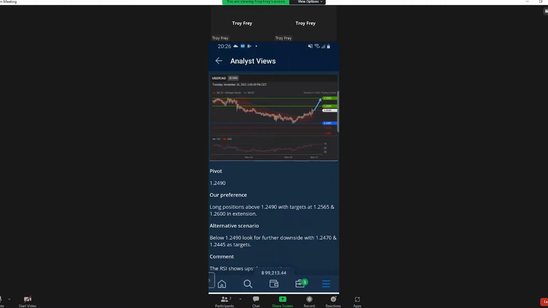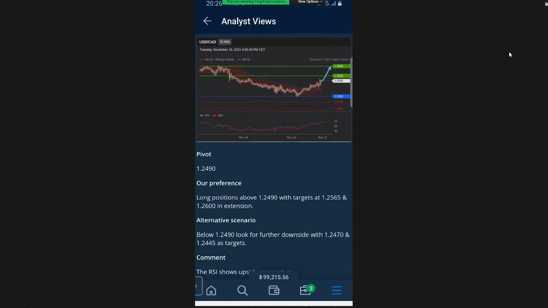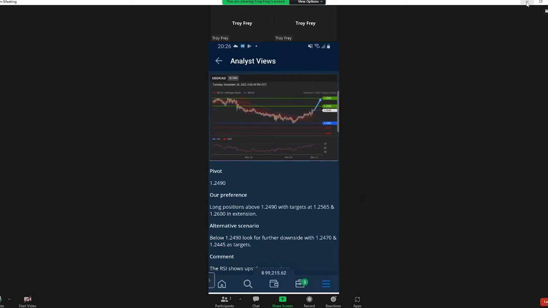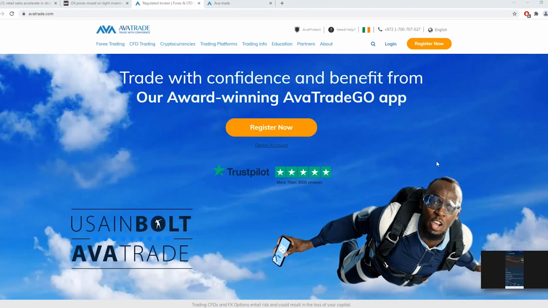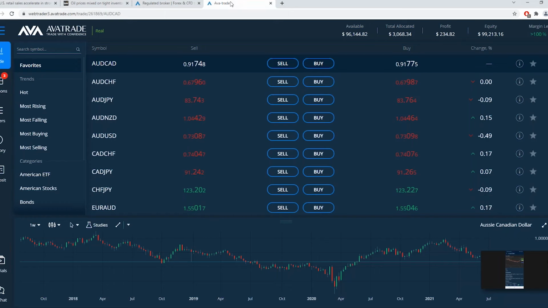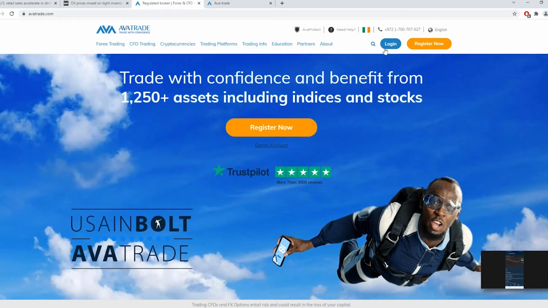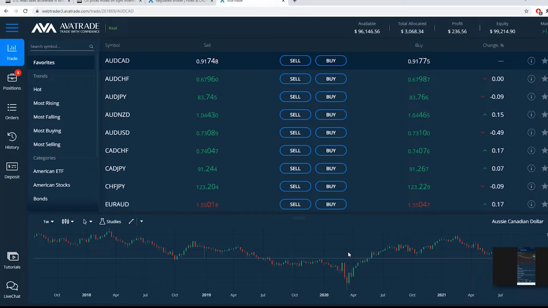So maybe let's minimize this, if I can minimize my view here. There we go. We'll go to the web trader to have a full screen view on it. And so, by the way, to get to the web trader, you log in from here, and then here you are. And the web trader has all of the same features that we saw in the AvaTrade Go app.